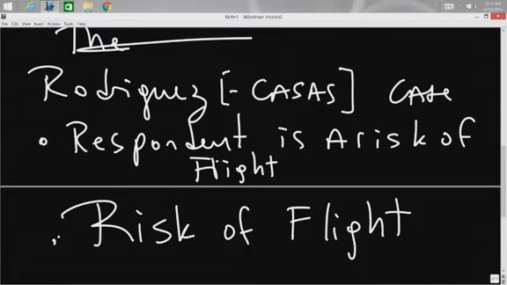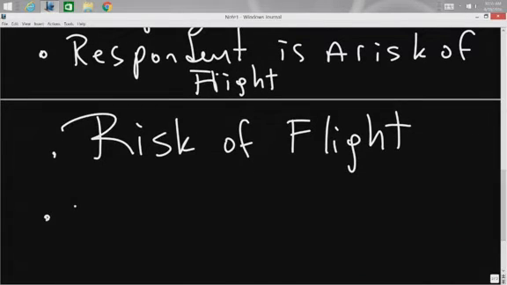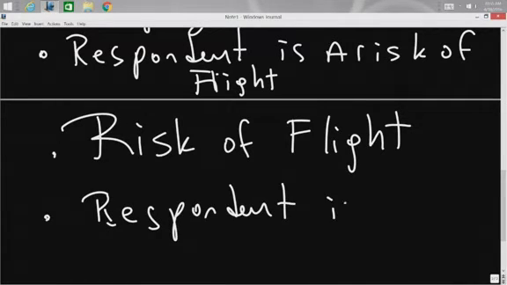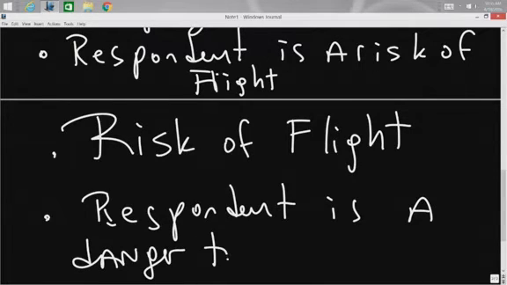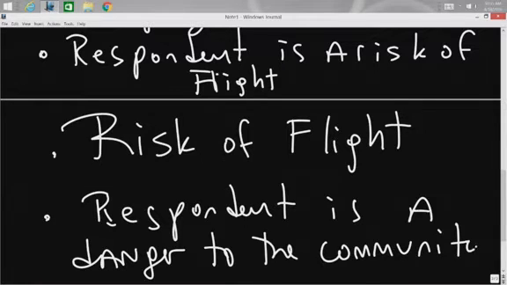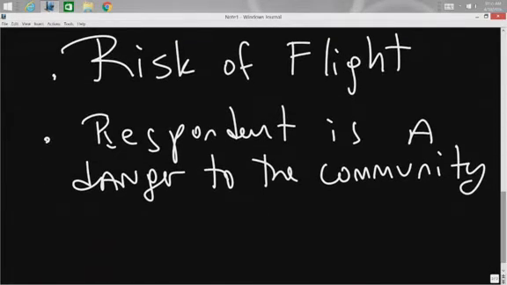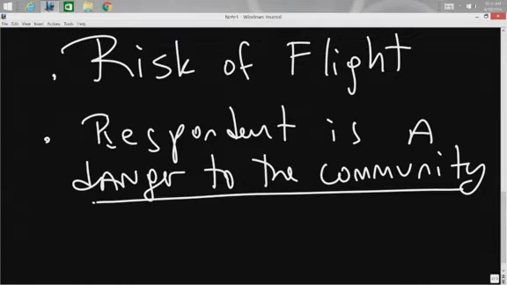And the next thing that they want to determine is whether the respondent is a danger to the community. Danger to the community. So in a hearing like this, you obviously have to know how to say danger to the community. So you better prepare a flashcard with the corresponding translation of danger to the community, okay? So those are the two key things.